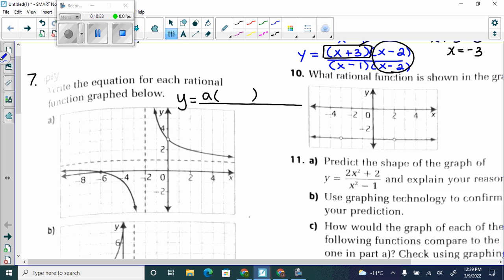X-intercept. My x-intercept is at x equals -6. So what's it going to be as my factor? X plus 6. Then what comes next? Your P of D, and this one everyone's going to screw up always.